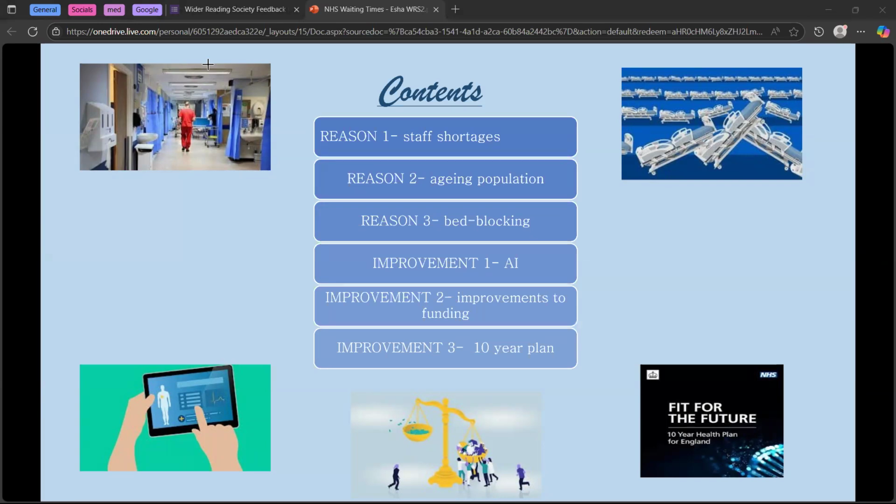These are the things we're going to be talking about today. We have three reasons for the waiting list and three potential improvements we can be making to improve those waiting lists. Next slide, please.